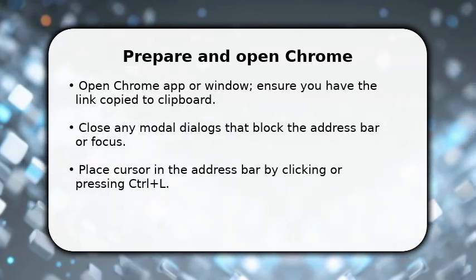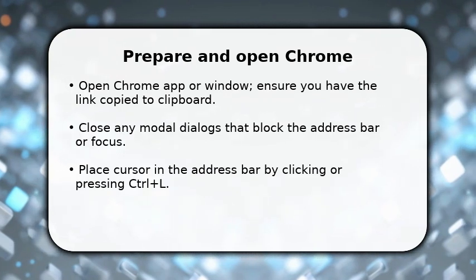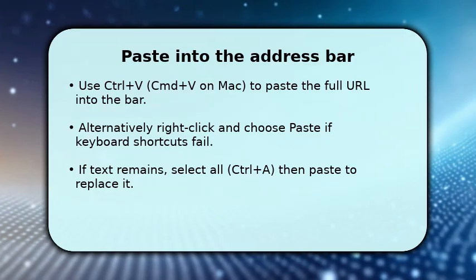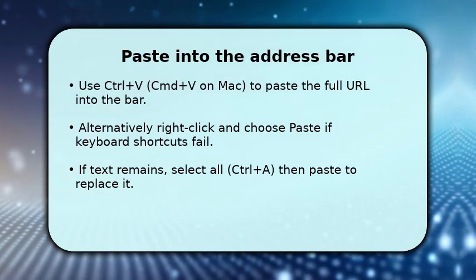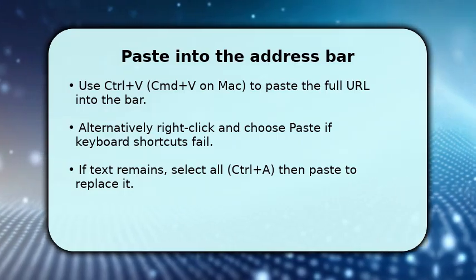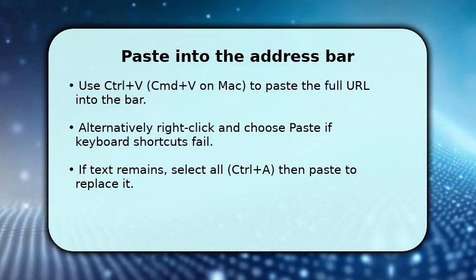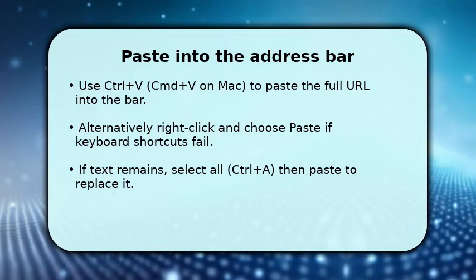The next step shows the exact paste actions and alternatives if keyboard paste isn't available. You're pasting now. Press Ctrl+V or CMD+V on Mac and watch the URL appear in the Omnibox. If suggestions pop up immediately, that's fine, they don't alter the pasted text. Once pasted, inspect the link for extra spaces or characters, remove them with backspace if needed.